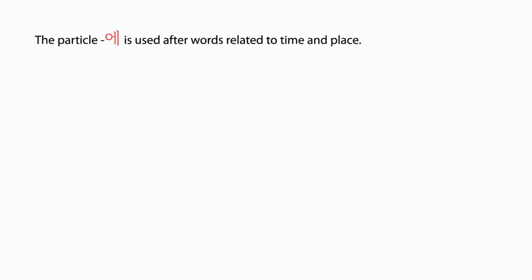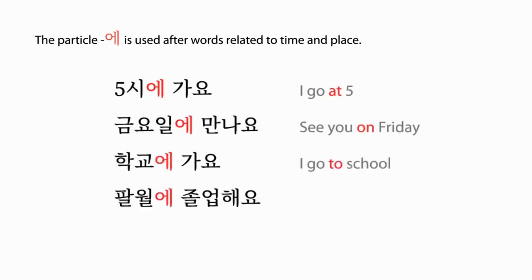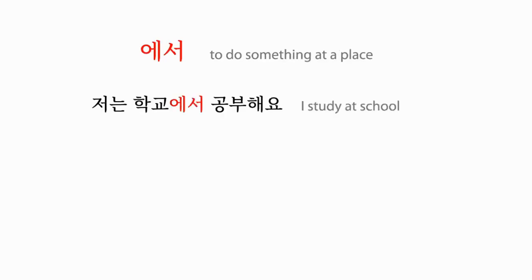Time and place particle. The particle 에 is used after words related to time and place. 5시에 가요. 금요일에 만나요. 학교에 가요. 8월에 졸업해요. To say that you do something at a place, you put 에서 after the place. 저는 학교에서 공부해요.